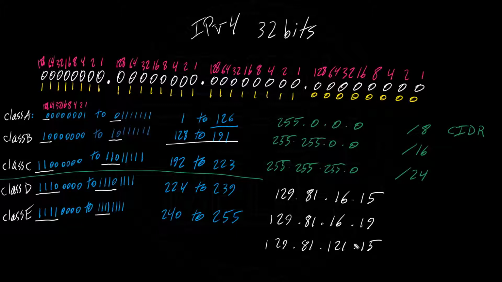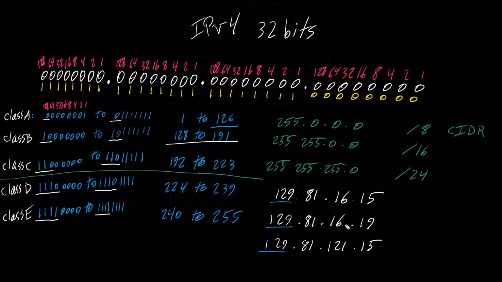Can they ping each other directly without going through any router? And the correct answer is yes. Very good. Because first we want to find out what class they are, right? So looking at the first octet, 129, 129, 129. This is class B because 129 falls into this range and it belongs to class B.